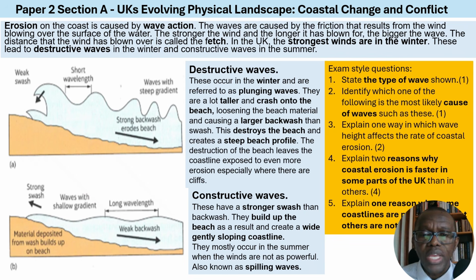Now, the last question here asks you to explain one reason why some coastlines here in the UK are protected while others are not. Of course, that would be a really good question, because you then talk about the fact that some areas have destructive waves while others have constructive waves. You could then justify that and say that areas that have destructive waves need protection and therefore will be protected, while areas that mostly get constructive waves do not necessarily need protection.